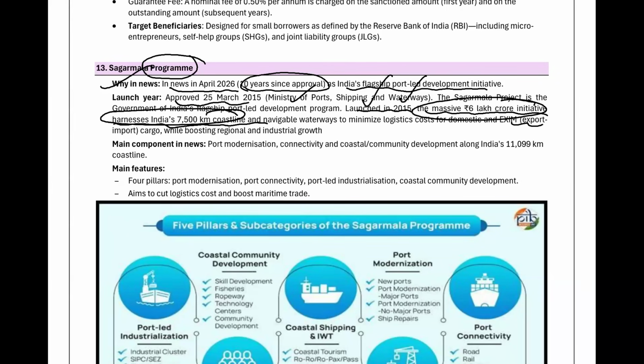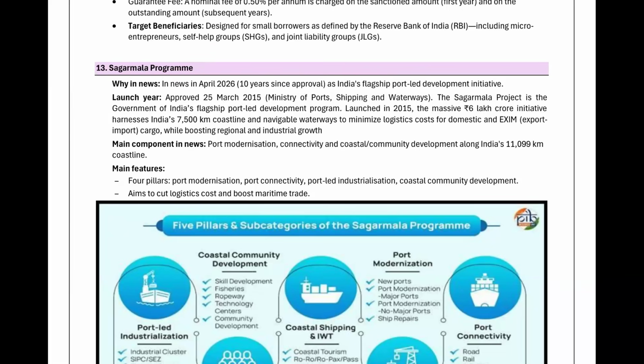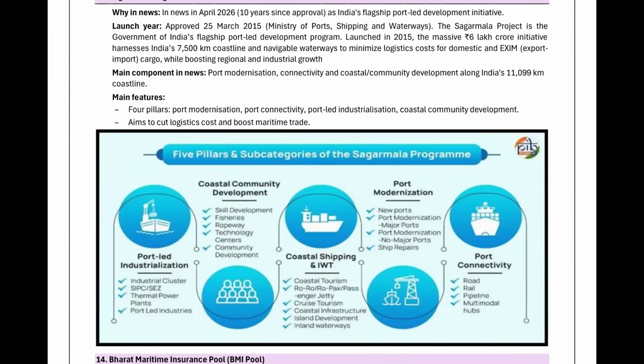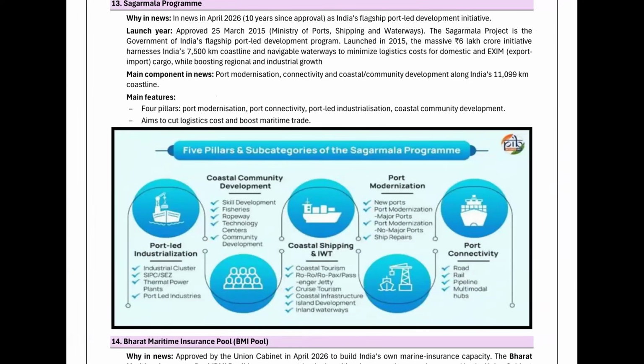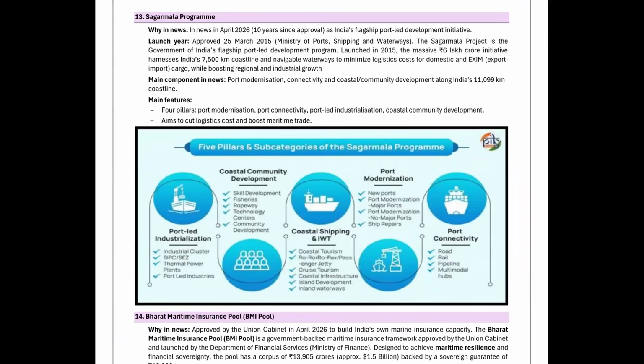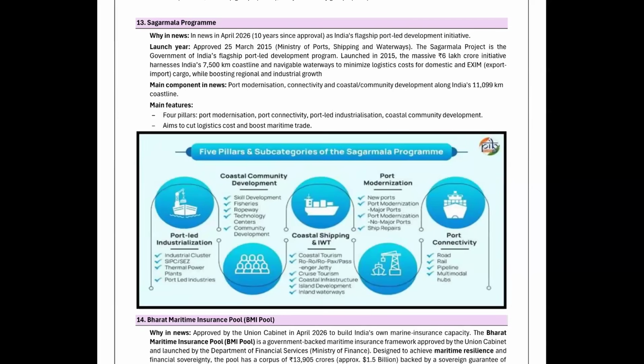Is it clear? I have told you the 4 main pillars that you need to understand, and nothing much else is important in this scheme. Through a mind map you can cover it. So I hope this scheme is clear to everyone. Is it clear why it is in the news? What is Sagarmala? What are the 4 pillars? What is the ministry? What is the exam keyword? What is the memory trick? And the one massive data point that you should remember for this scheme.